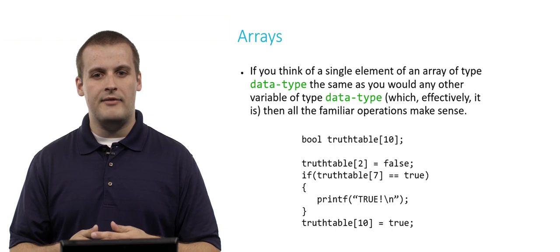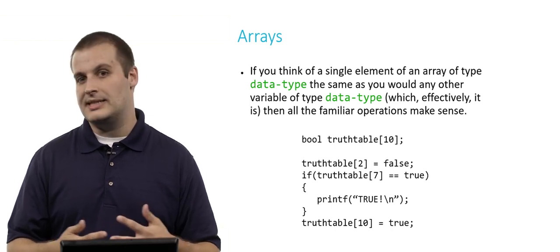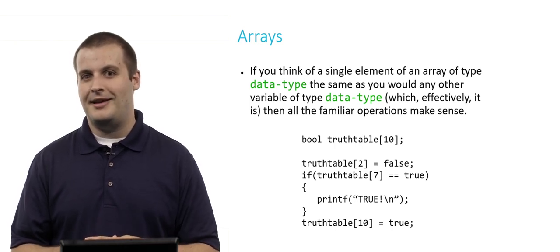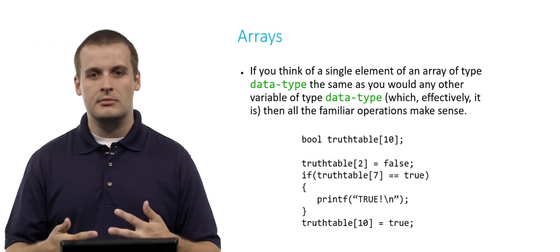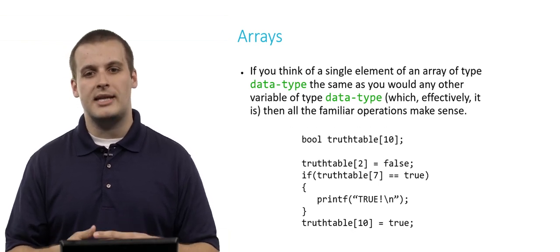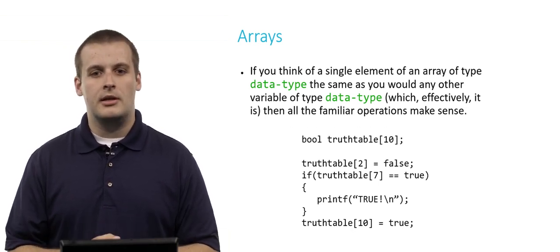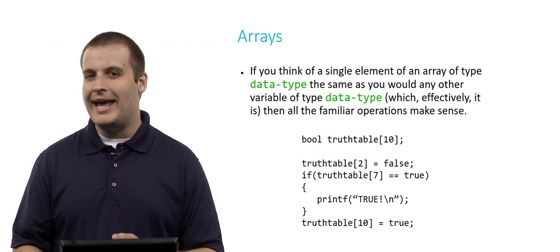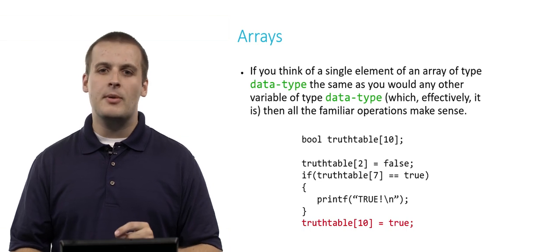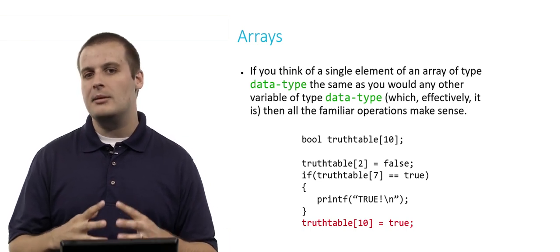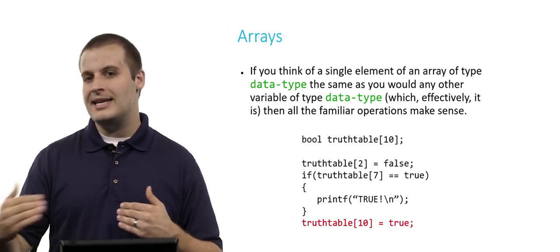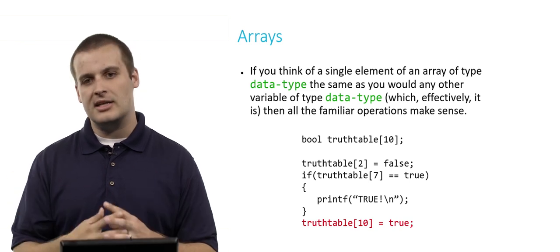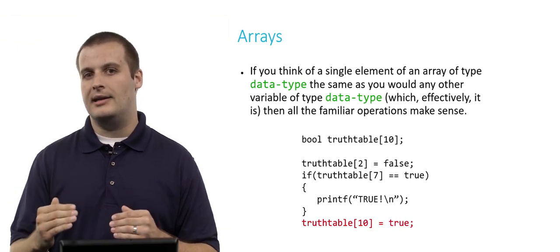If truth_table[7] == true, which is to say, if the 8th element of truth_table is true, maybe we want to print a message to the user, printf("true"). I could also just say truth_table[10] = true, right? Well, I can, but it's pretty dangerous because remember, we have an array of 10 booleans. So the highest index that the compiler has given us is 9.